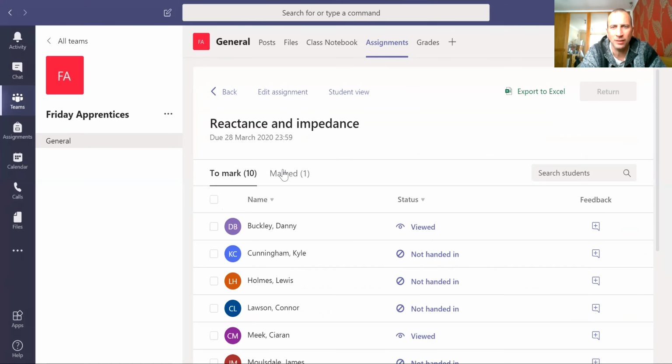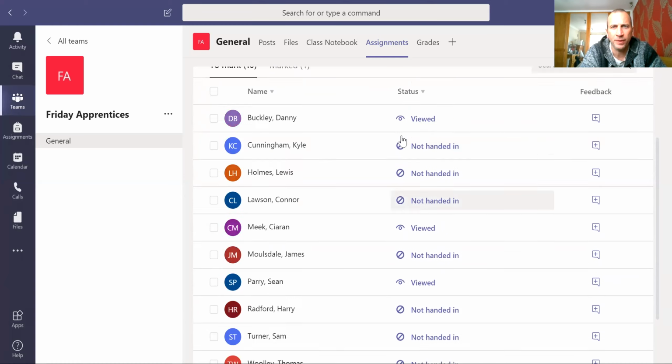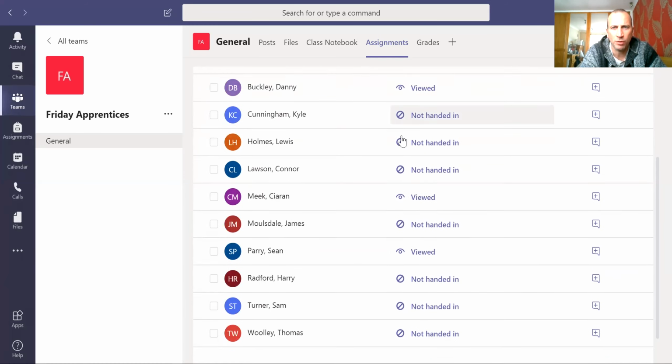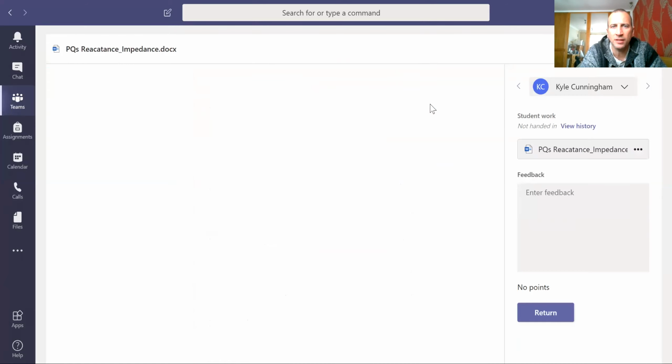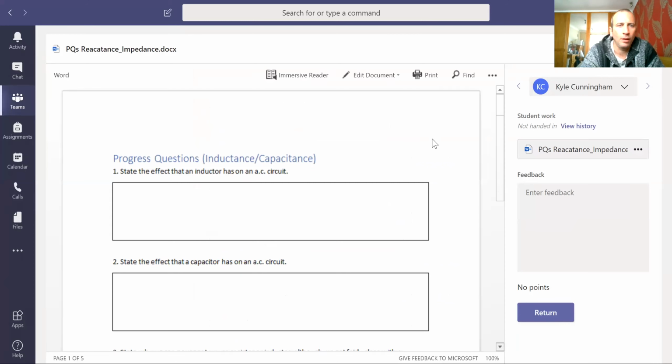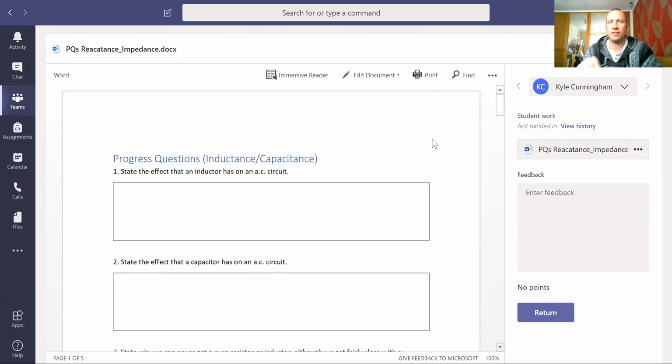This is a particularly complex assignment, this one. If we have a look, let's have a look at somebody who's not bothered doing the work. Kyle, right? This is his worksheet here. There's a lot of questions in this, and I didn't expect you to get them all done in one go. So what I'm going to do right now is go through a few of the questions and make sure that you understand what you were supposed to do.